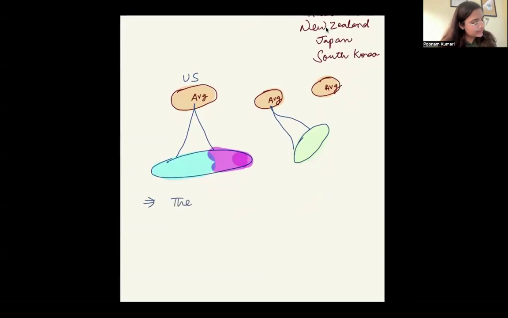So there is significant income inequality within a country.